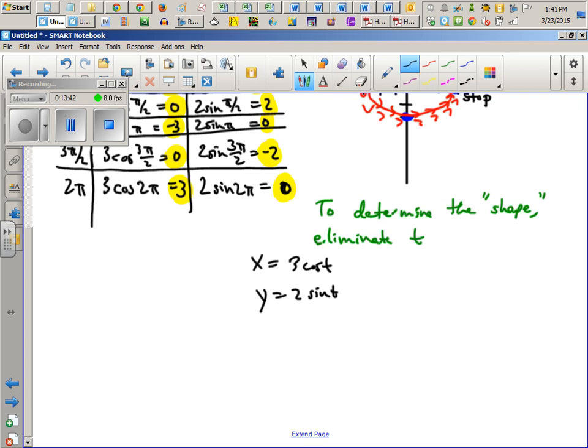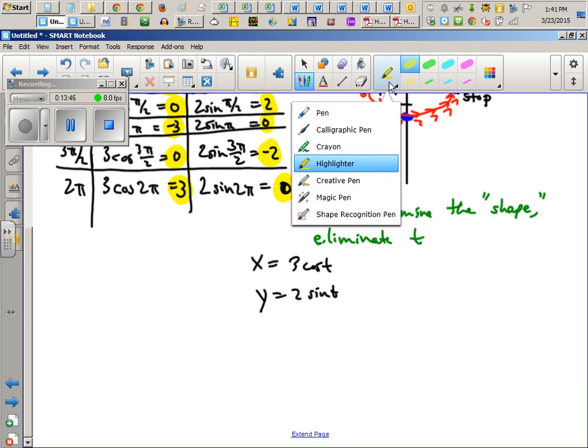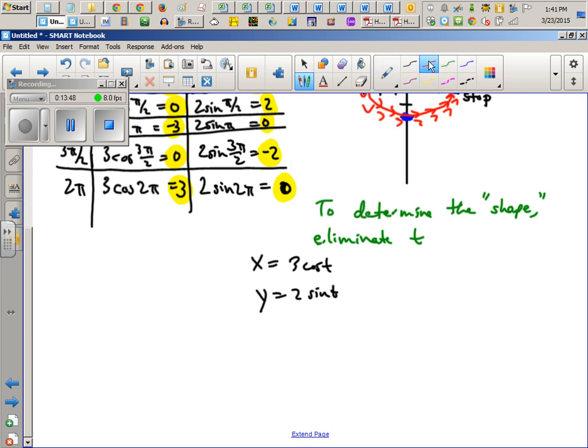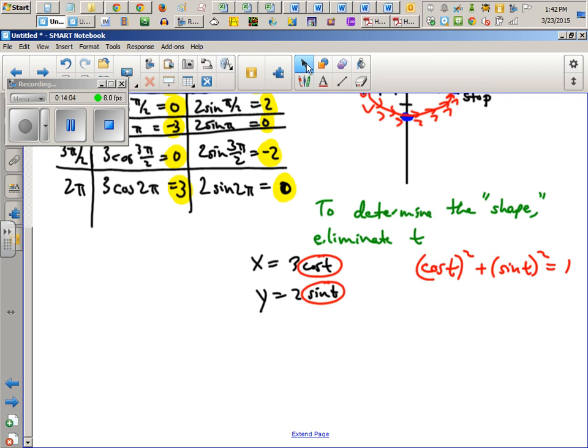So what I'm going to do is remember a good old rule, the Pythagorean theorem, that says cosine squared t plus sine squared t is 1. Cosine t squared plus sine t squared is always 1. This is just an identity. It's always true. So what I'm going to do is isolate cosine t and sine t in this problem. So a slightly different approach from last time.